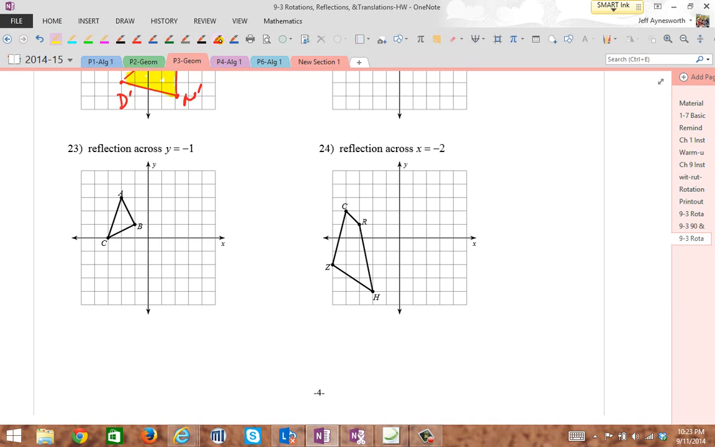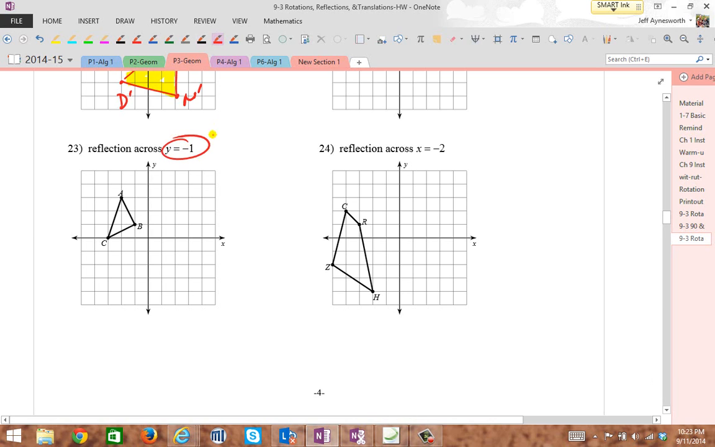Okay, let's graph y equals 1 first. This is a horizontal line through 1. So graph y equals -1. You're going to reflect the image across the line. This is in my first lesson here on reflections.